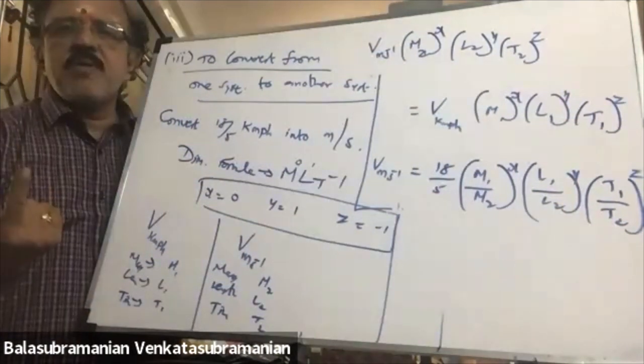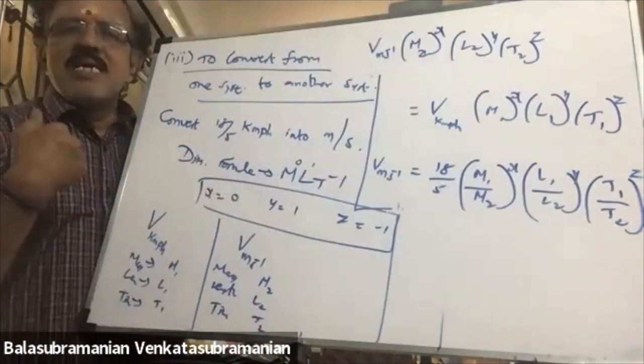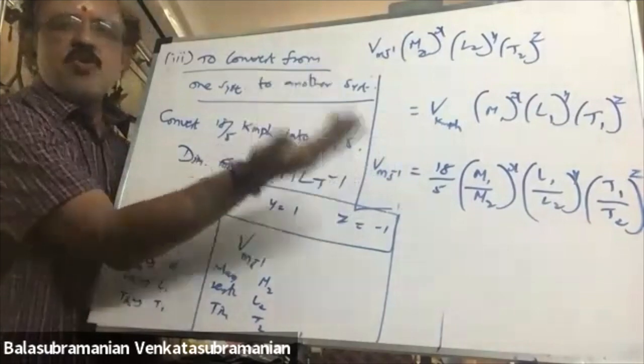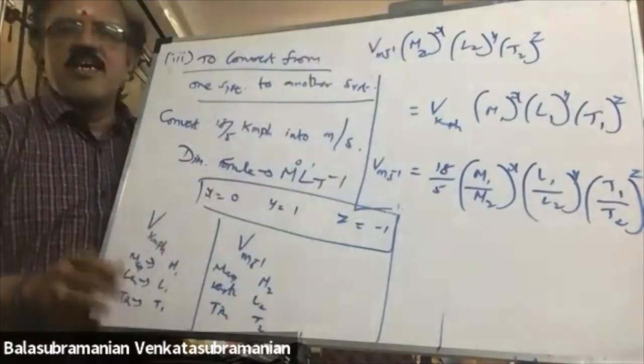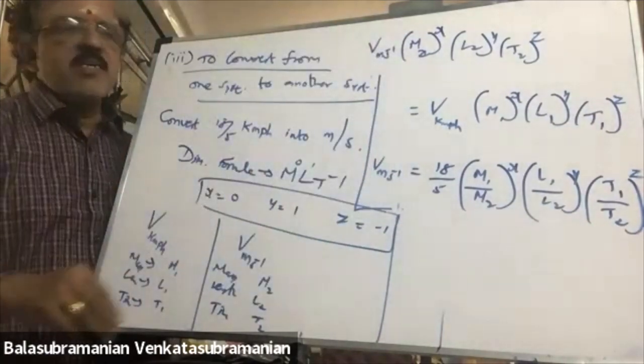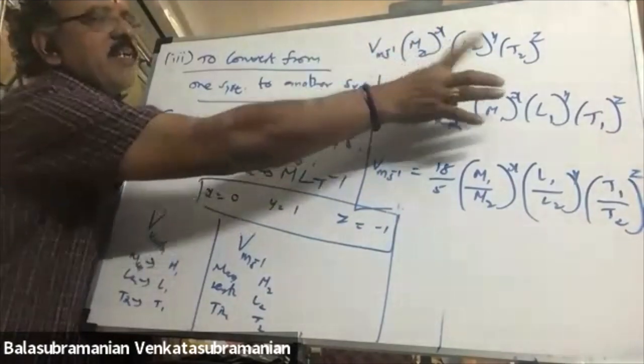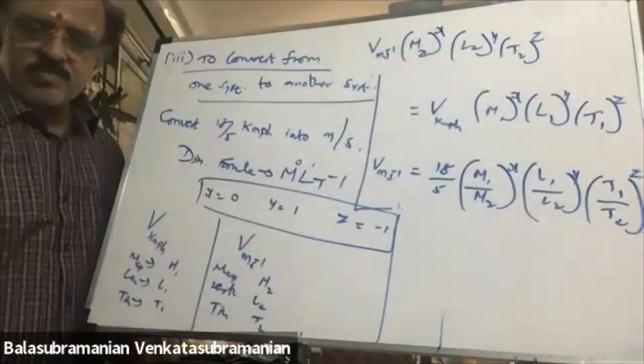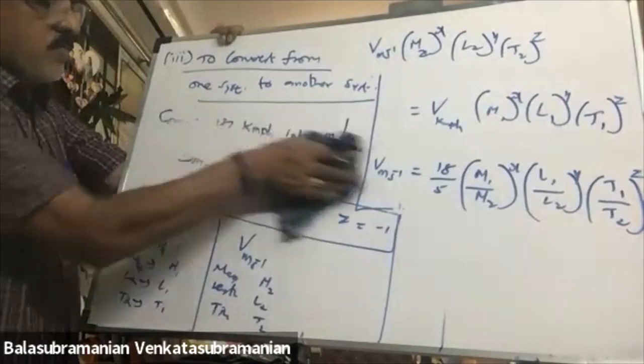One should be given, the other is to be calculated. Given, you write it here. To be calculated, you write it on the left hand side. MLT form you write. Take this MLT to the right hand side. Now what are you getting?